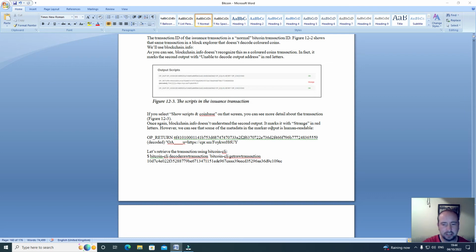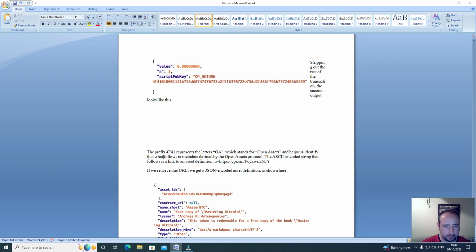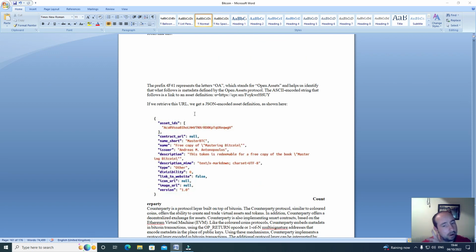Once again, blockchain.info doesn't understand the second output. It marks it with "strange" in red letters. However, the metadata in the marker output is human readable. You can see here the prefix 4F41 represents the letters OA, which stands for Open Assets, and helps us to identify what follows as metadata defined by the Open Assets protocol. The ASCII encoded string that follows is a link to an Open Assets definition. If we retrieve this URL, we get a JSON encoded asset definition as shown here.